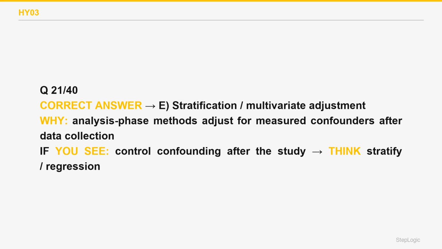Randomization is a design phase method applied when assigning subjects, so it cannot be added to a study that is already complete. Choice A wrong. Restriction also happens at the design stage by limiting who is enrolled, not after the data are in. Choice B wrong. Post hoc control uses stratification or multivariate adjustment.